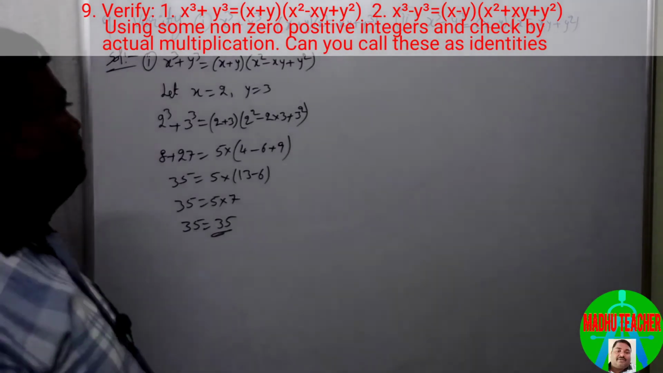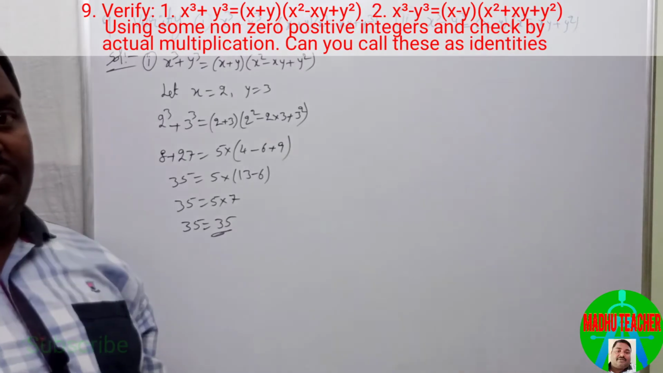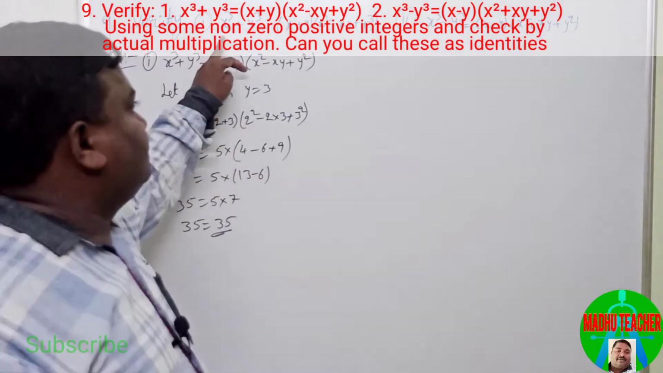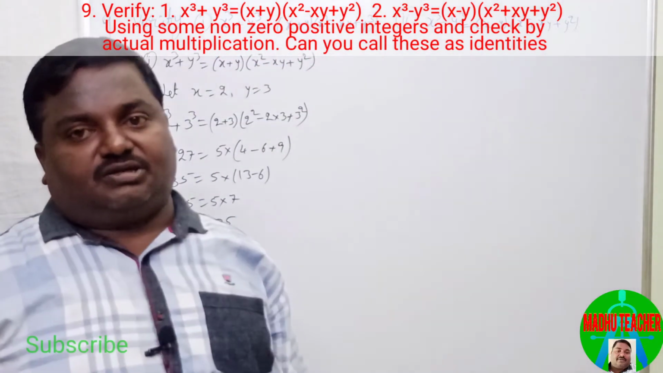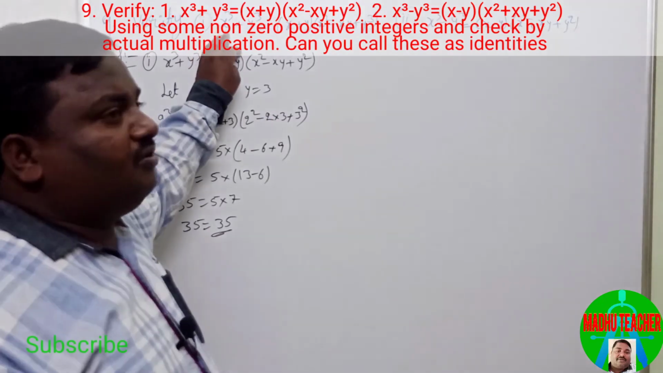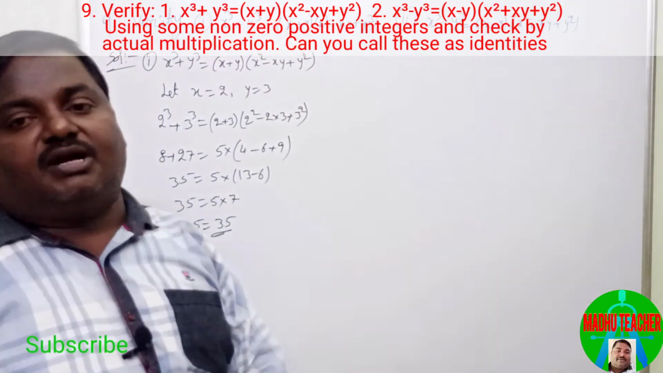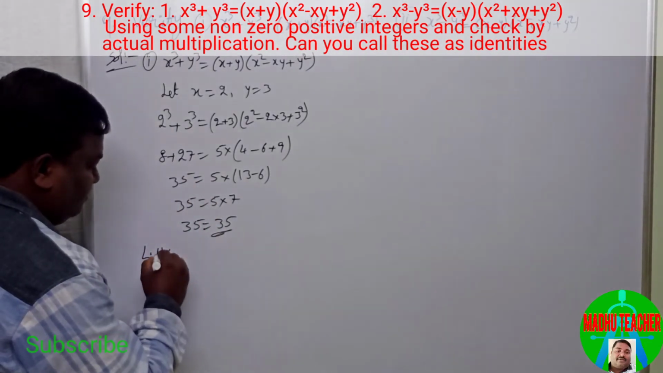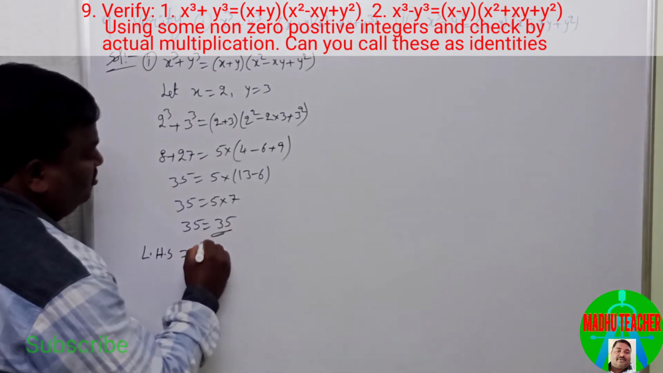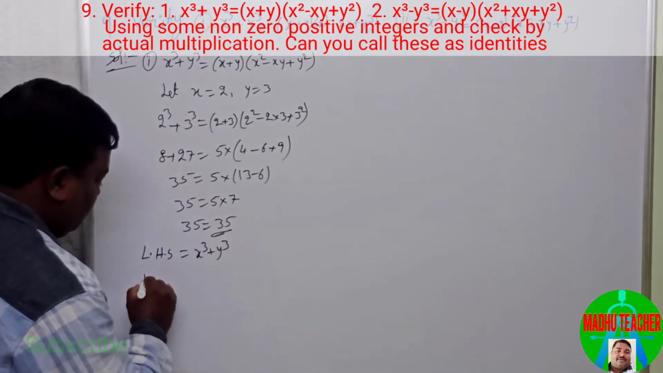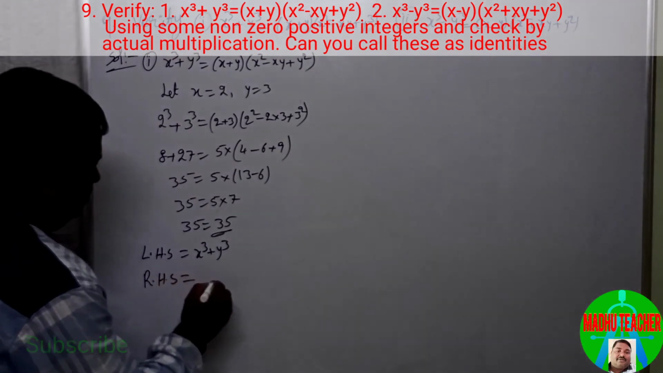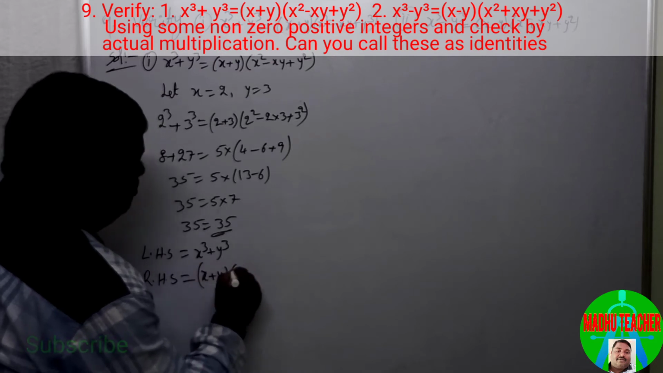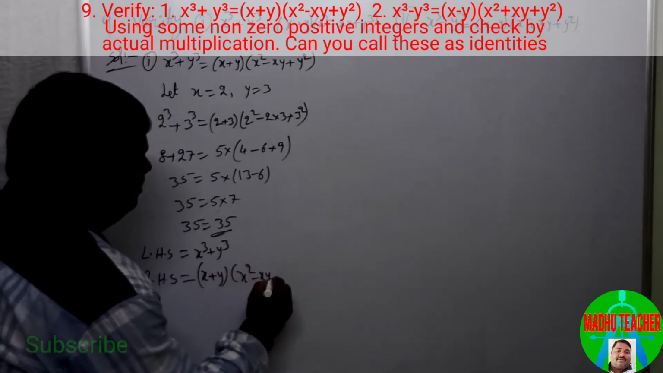If you have any doubt, you can try with other numbers. Okay, and it is asking to verify this by actual multiplication. You also verify this by actual multiplication. So we already have the LHS in product form, that is x cube plus y cube, and what is the RHS? (x plus y) into (x square minus xy plus y square).